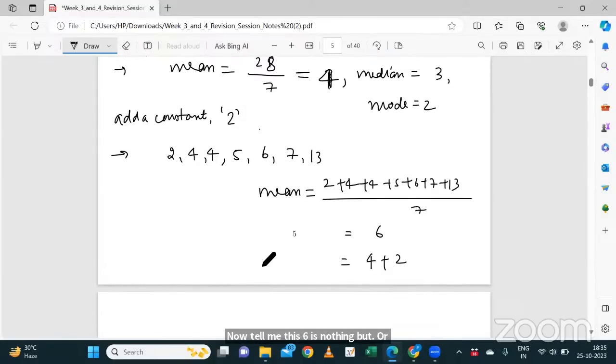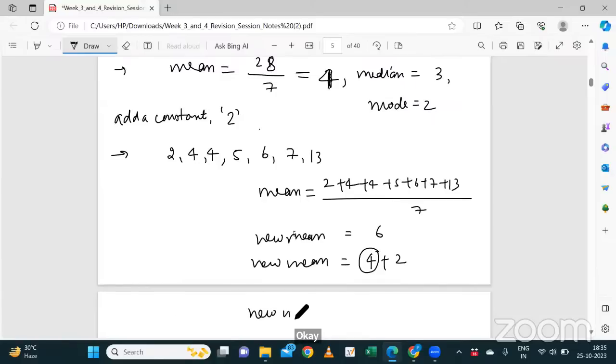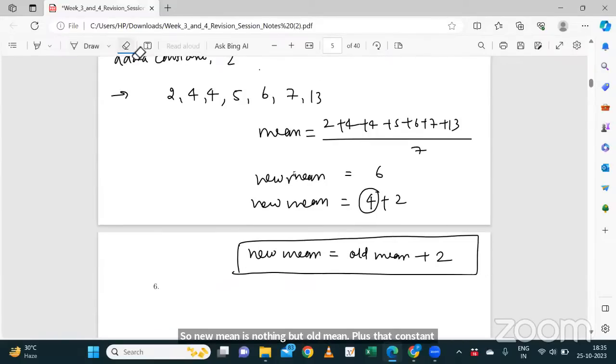Now tell me, this 6 is nothing but the old mean 4 plus 2. So can I say this is the new mean, meaning the mean of the new data set? And this is the old mean. So new mean is equal to old mean plus that constant value. Let me write it in general. Here C is the constant value, and this C is nothing but 2 here.